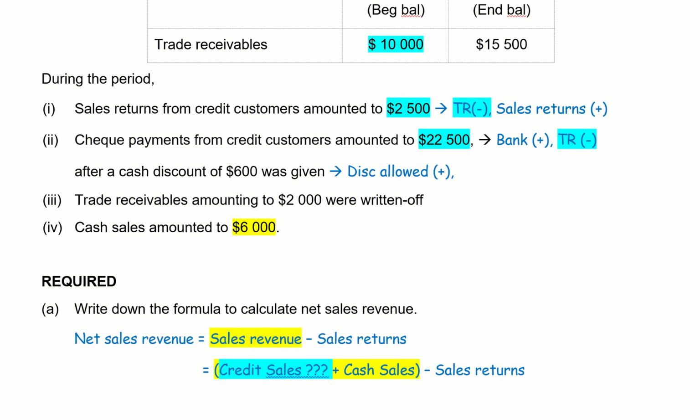Now when you give a discount to your customer, does your customer need to pay you the amount? Nope. Your customer doesn't have to pay you the amount because you gave him a discount. He actually needs to pay you less. So really, trade receivables have reduced. So how do we record this in the trade receivables control account? We will be recording trade receivables minus $600 because there was a discount allowed.